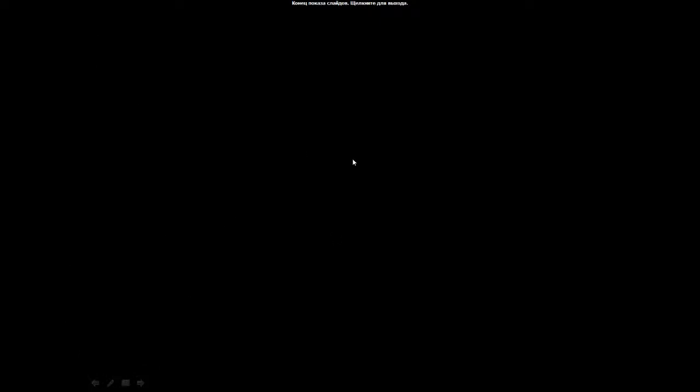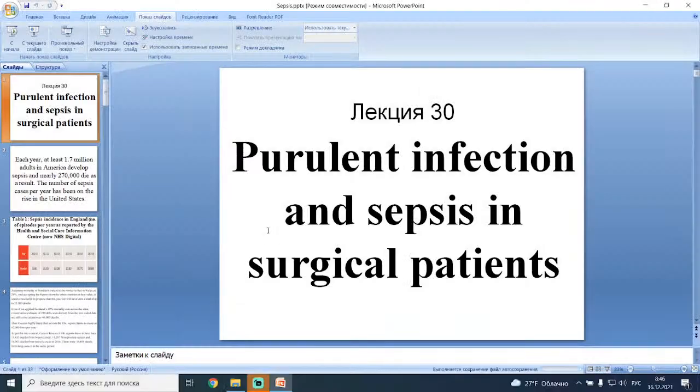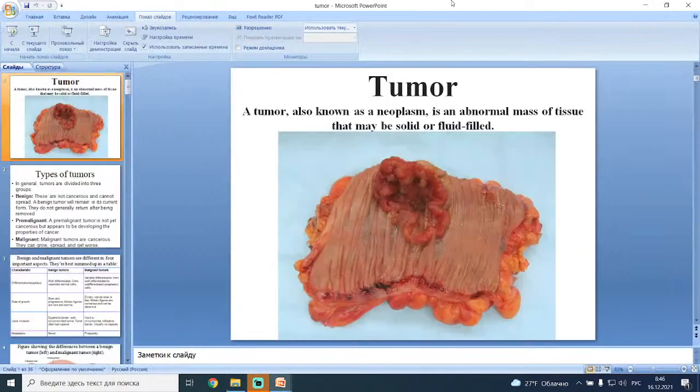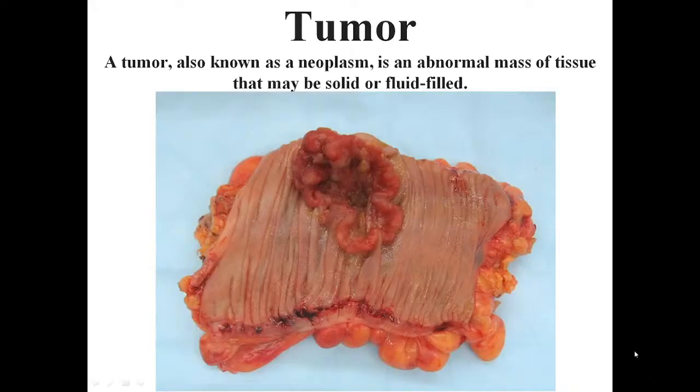Okay, students, and now we continue with another topic, and the other topic is tumor. A tumor, also known as a neoplasm, is an abnormal mass of tissue that may be solid or fluid-filled.